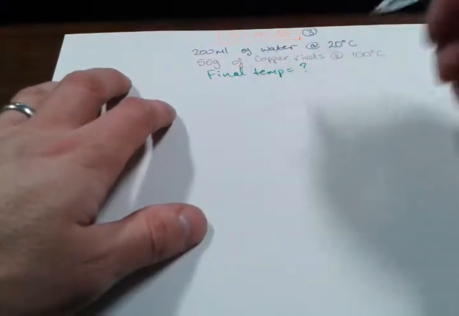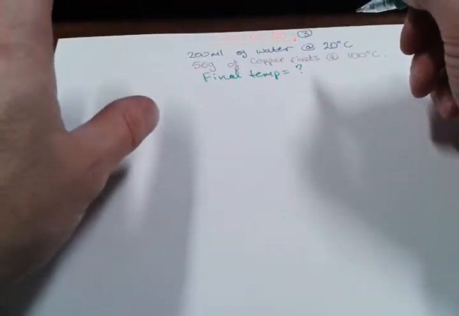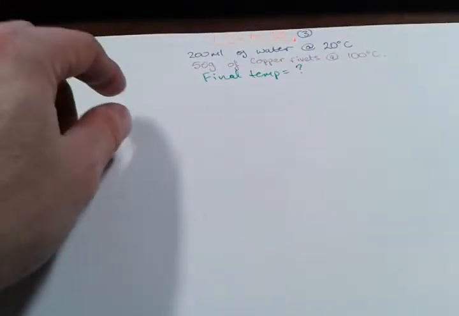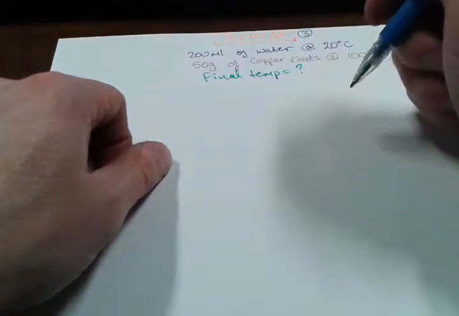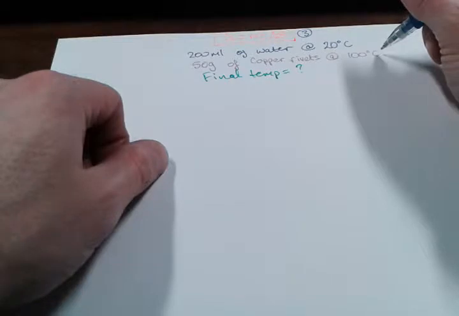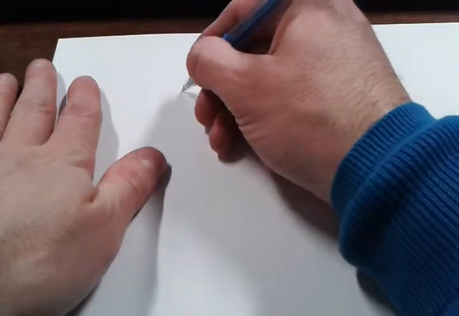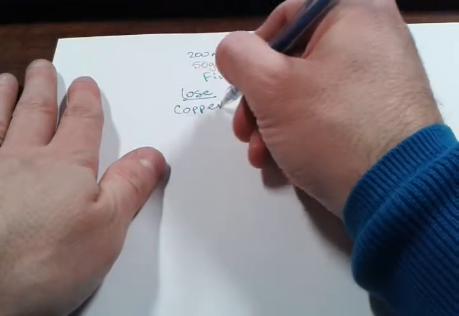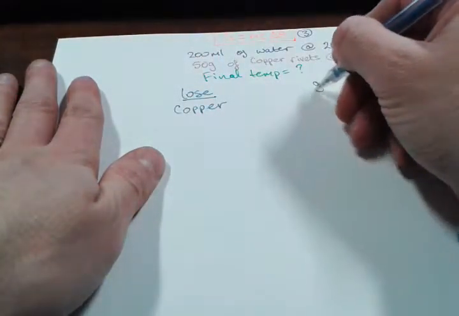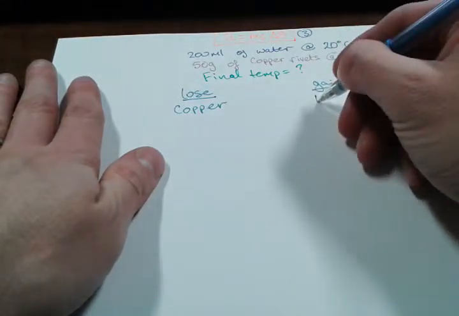Right. So how do we start to approach this problem? Well, first of all, we need to think about where the heat energy is going. So where is the heat energy going in this case? Or I suppose, which is going to give off heat energy and which is going to gain heat energy? Well, the hottest thing here is going to give off its heat energy. It's going to lose its heat energy to the water. So what's going to lose heat energy? Well, the copper. And what's going to gain heat energy? What's going to gain heat energy is the water.